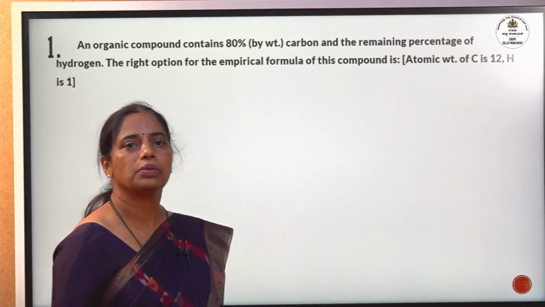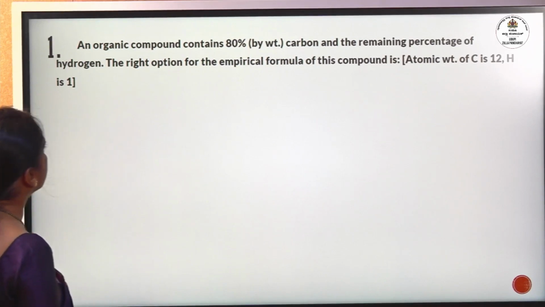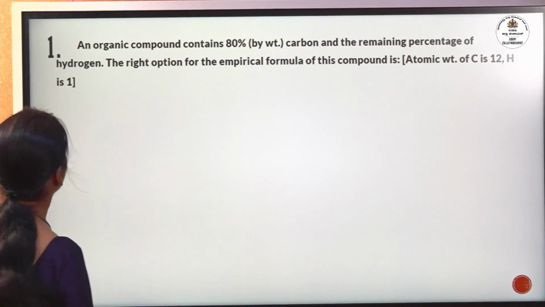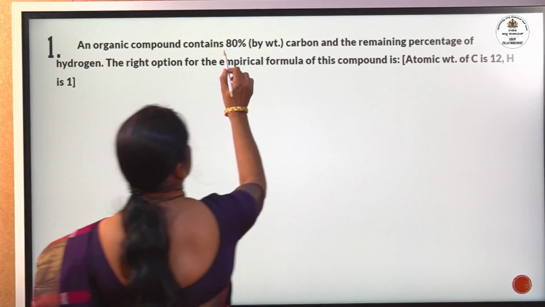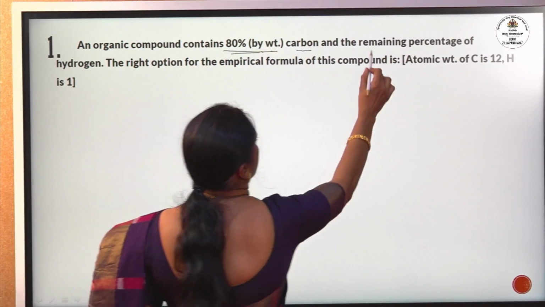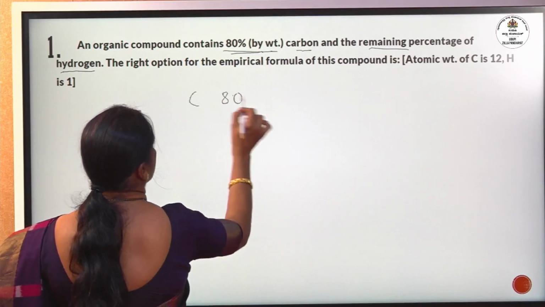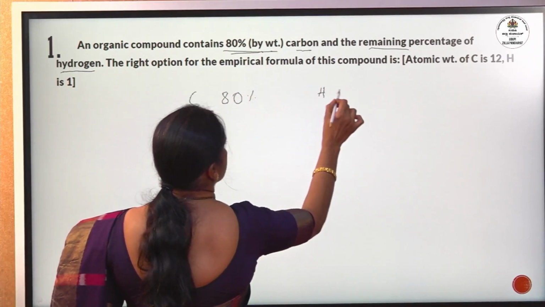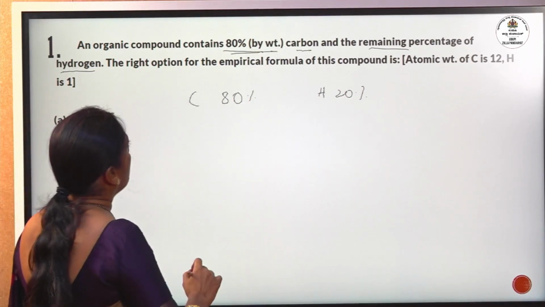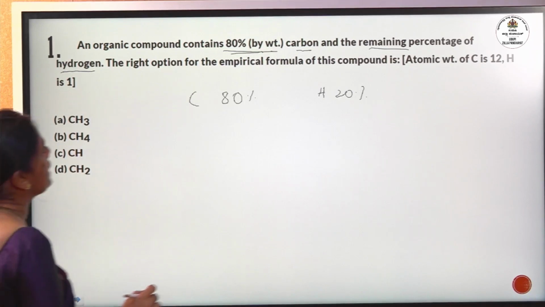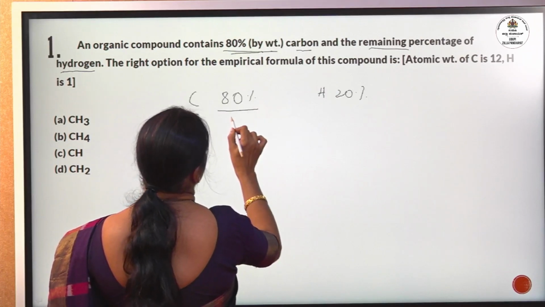You have to practice more questions so that you will get a clear idea to solve any type of questions. So the first question: an organic compound contains 80% by weight of carbon and the remaining is hydrogen. So the carbon percentage is 80%, whereas hydrogen is 20%. Before that we will see the options. Now the atomic mass is given, it is 12 for carbon and 1 for hydrogen. Now the percentage composition is divided by atomic mass.